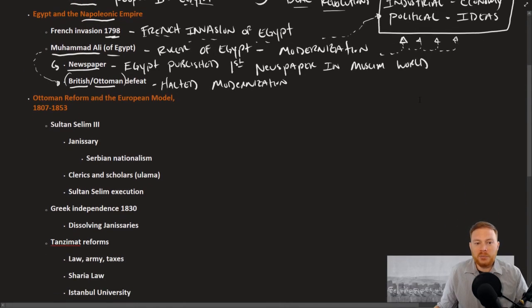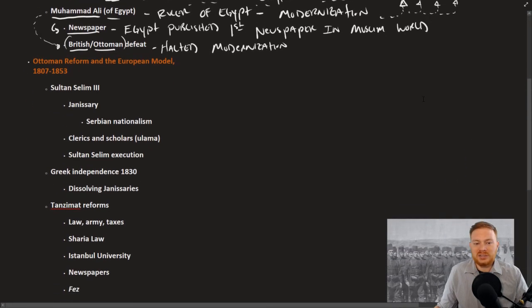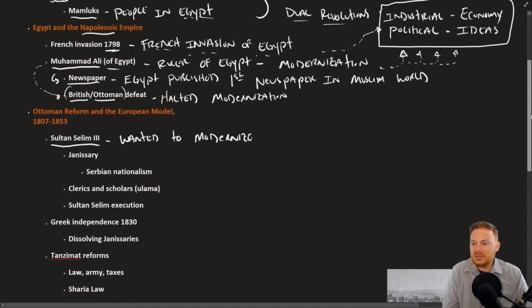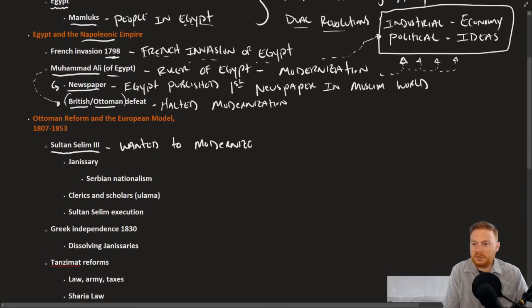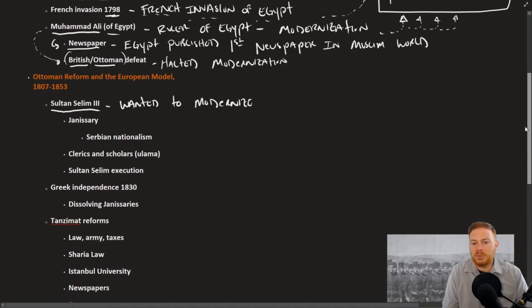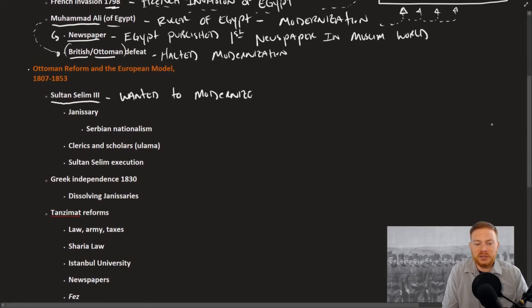For the Ottoman Empire, though, again, kind of the same story. The Sultan at the time, Sultan Selim, wanted to, again, we're going to use this term modernize. Again, that is to embrace the new technology from the Industrial Revolution, embrace some of these new political ideas, especially when it comes to the way that governments are run. We'll talk a little bit more about the specific reforms that take place.